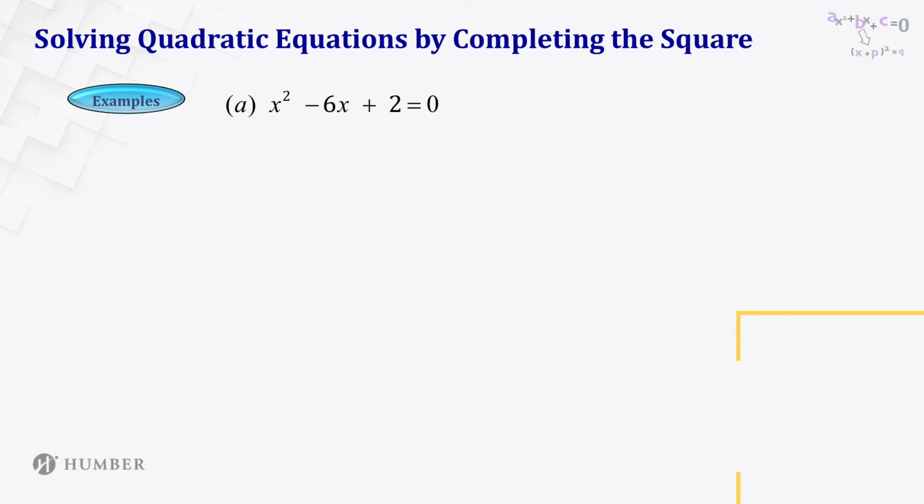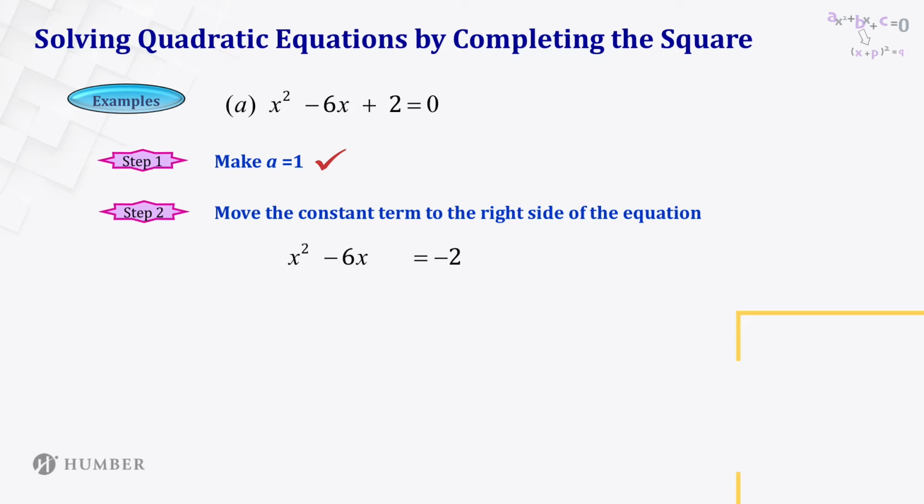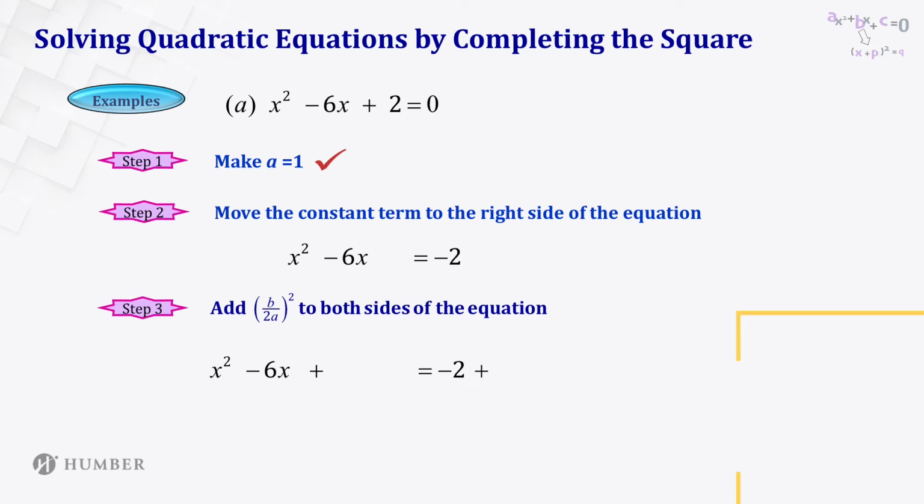For the first example, since it has already the leading coefficient 1, we can skip the first step. Step 2. Move the constant term 2 to the right side of the equation. Step 3. Look at the coefficient of x term, which is negative 6 in this case. Take half of negative 6, square it, and add that to both sides of the equation.